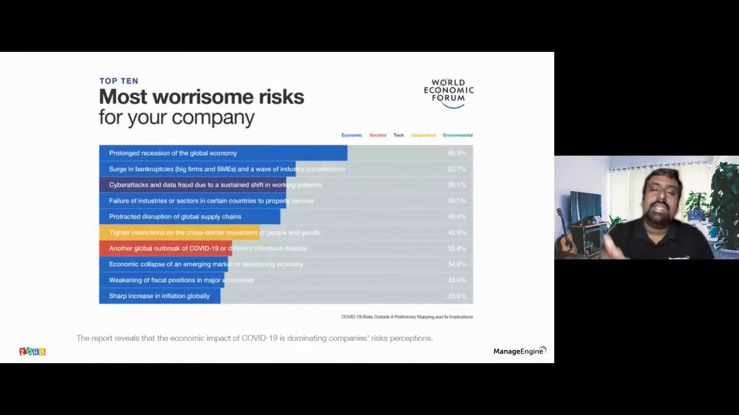The sustained shift in working pattern has increased cyber attacks and data frauds. Attackers have also mobilized the way they target the users, and that became a very big problem. Because of the shift in the way we get connected, they have also evolved, getting the data and attacking the environments like never before. That's been a very great impact.